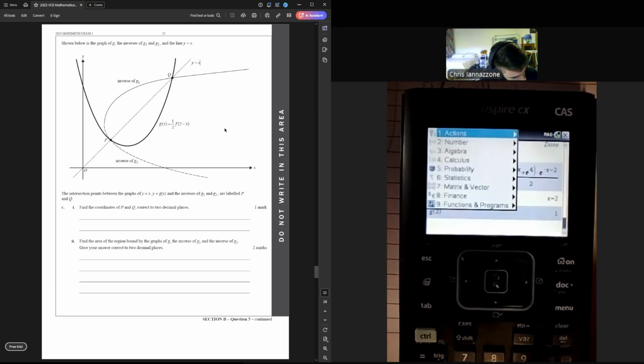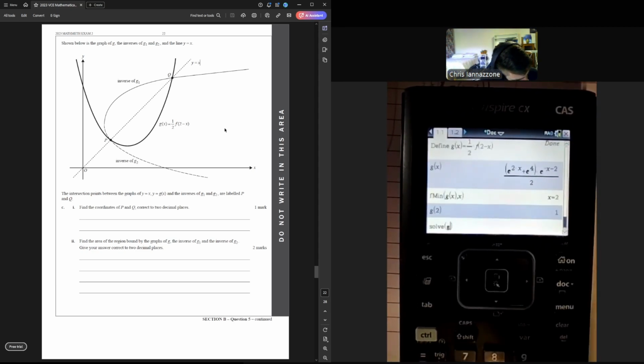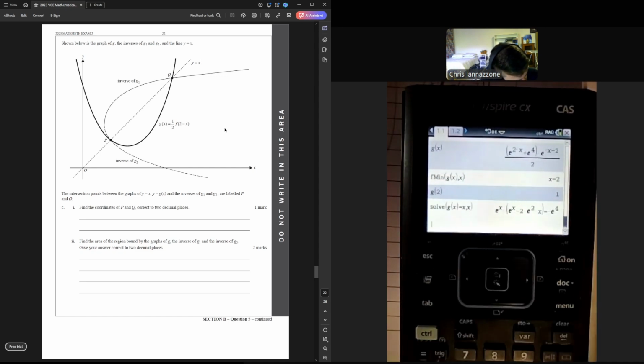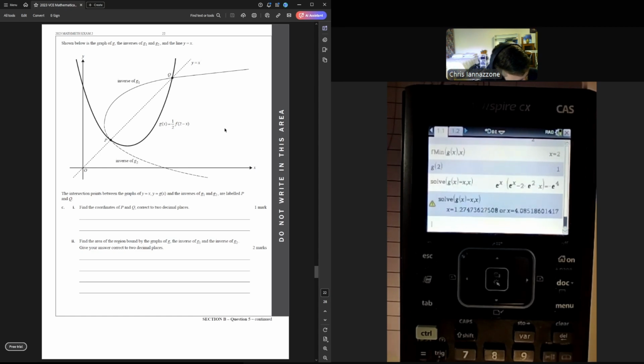So menu 3, 1, g of x is equal to x, comma, x. Control enter so we can get our proper solution. And it's going to give us x equals 1.27 and x equals 4.09. Remember, we are doing correct to 2 decimal places.